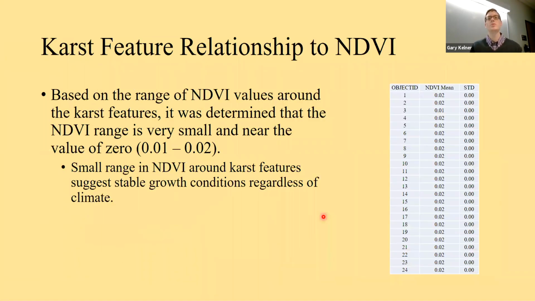Looking at the karst feature relationship to NDVI, based on the range of NDVI values around karst features, it was determined that the NDVI range is very small and near the value of 0.01 to 0.02. The very small range in NDVI around karst features suggests that karst develops in a stable growth condition regardless of climate.